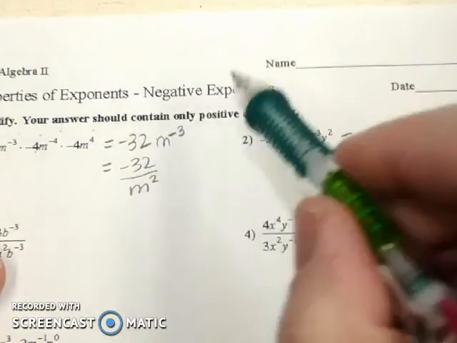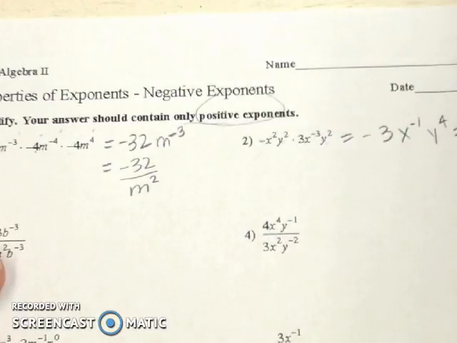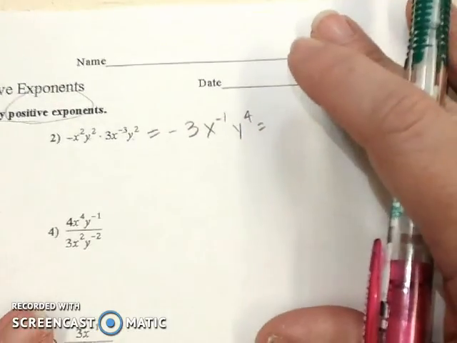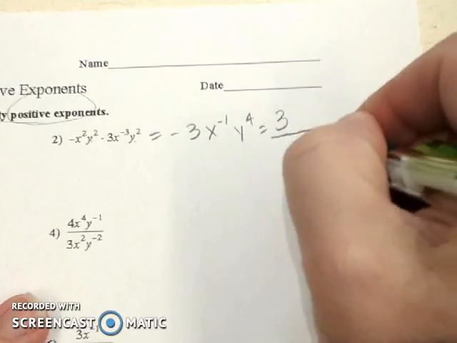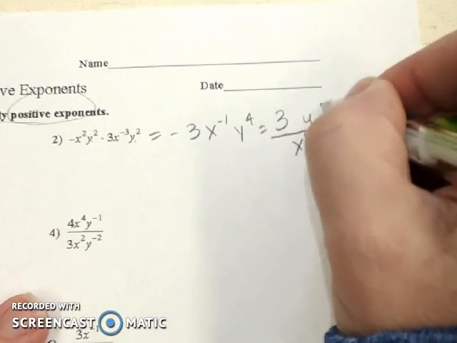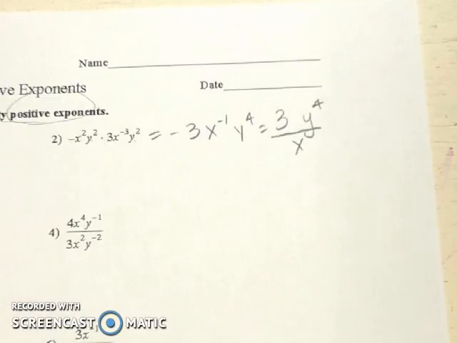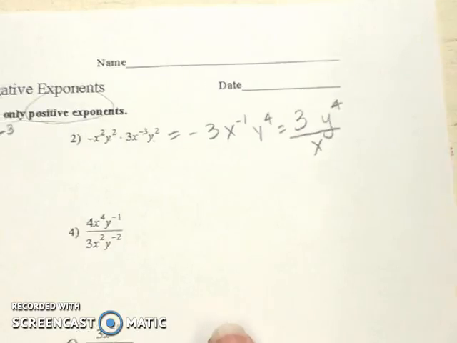I only want to have positive exponents, so anywhere that there's a negative exponent, you're going to move it to the other side of the fraction. So if there's not a fraction, you make one. So that x to the negative 1 went to the denominator and became x to the positive 1. And the 1 exponent is not necessary.